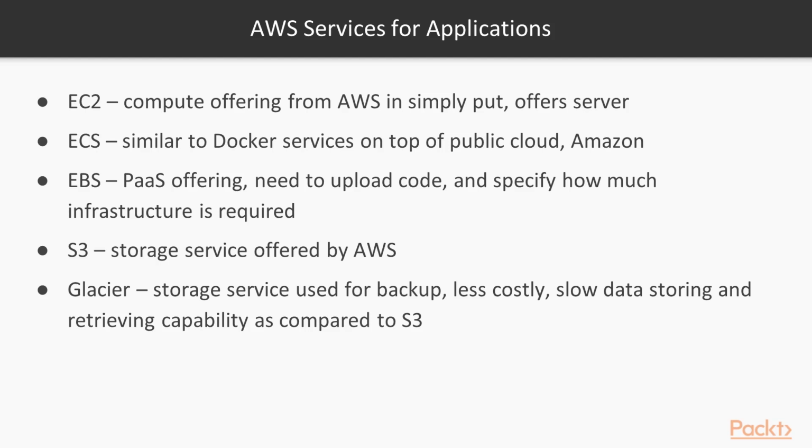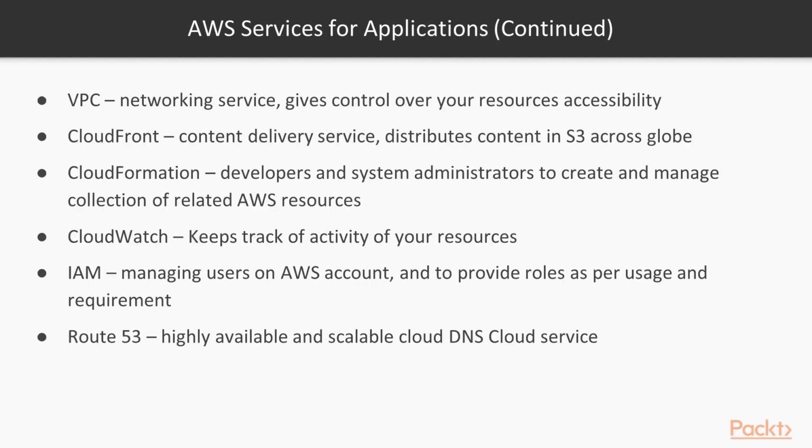S3, Simple Storage Service. This is a storage service offered by AWS, where we usually keep our application data or static content, which could be used for static website hosting. We will be using it for continuous deployment. Glacier. This is another storage service, which is mainly used for backup, as it is less costly, and hence has a slow data storing and retrieving capability as compared to S3.